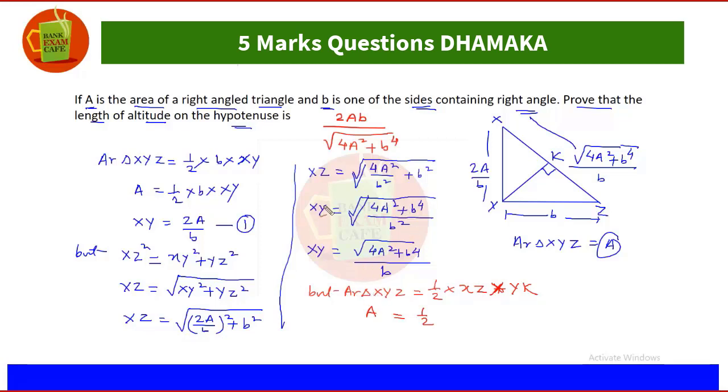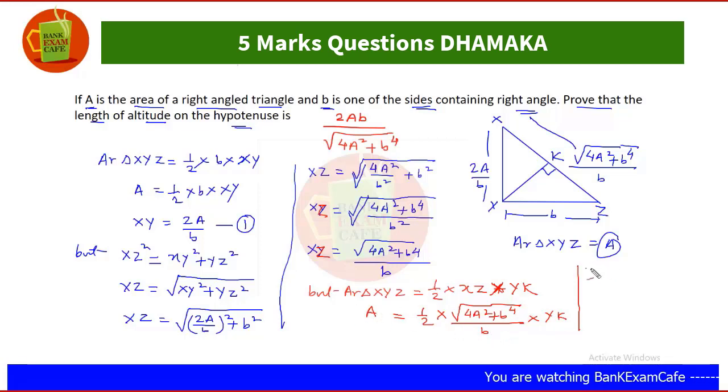This should be xz, so xz we have got as this one, so it will be into square root of 4a square plus b to the power 4 upon b multiplied by yk. Further I solve it to this side. We have to find yk, so keep yk to this side and shift the rest of the things to the other side.